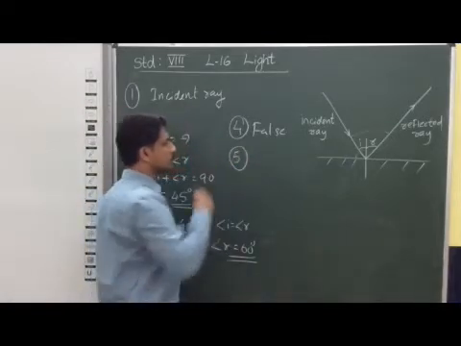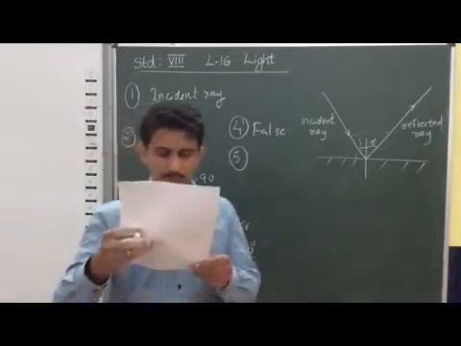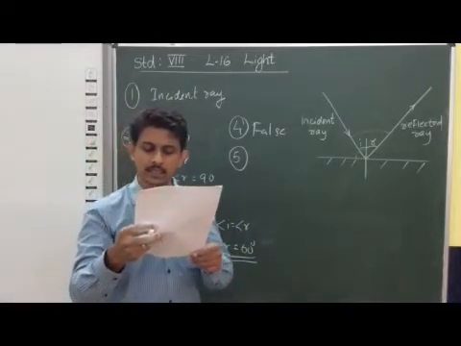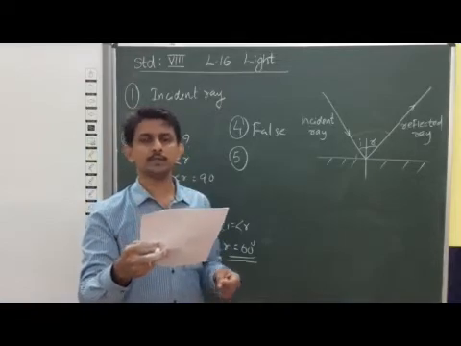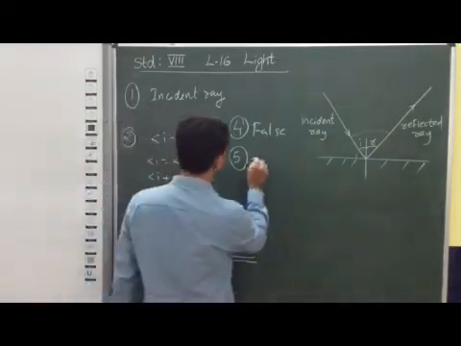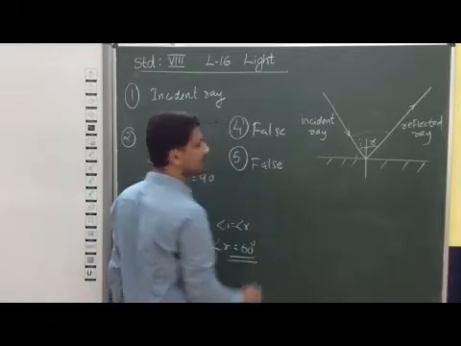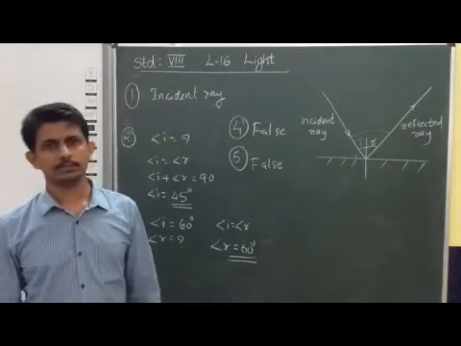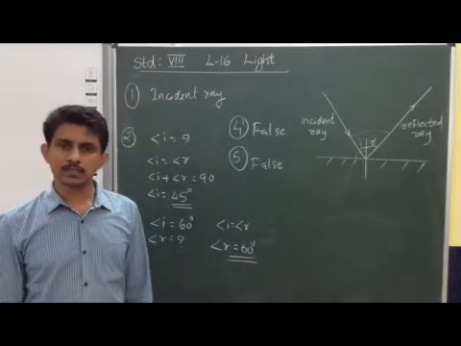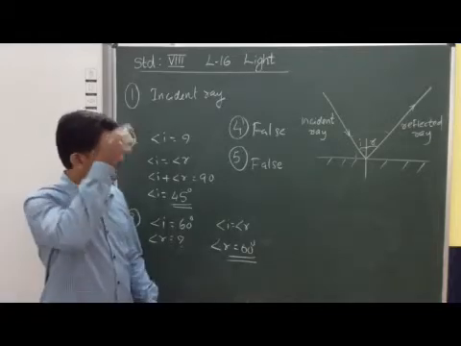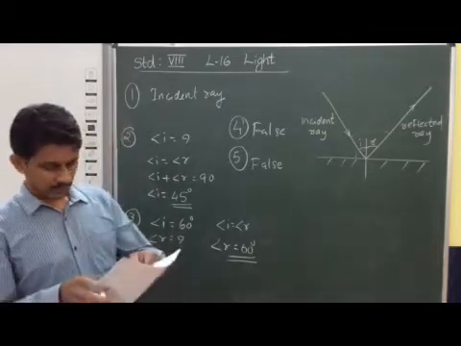Now we will discuss our question number 5. The image formed by a plane mirror is always real and inverted, whether the statement is true or false. This statement is false, because the image formed by a plane mirror is always virtual and erect. According to this question, it is real and inverted. That statement is wrong, that means the answer is false.